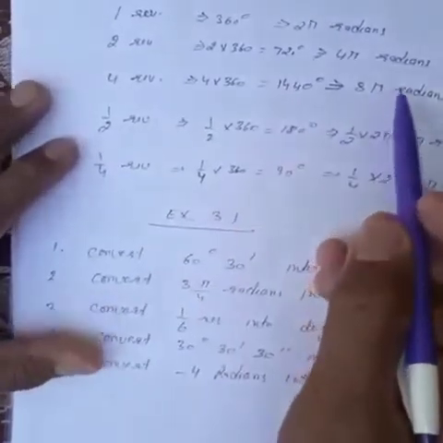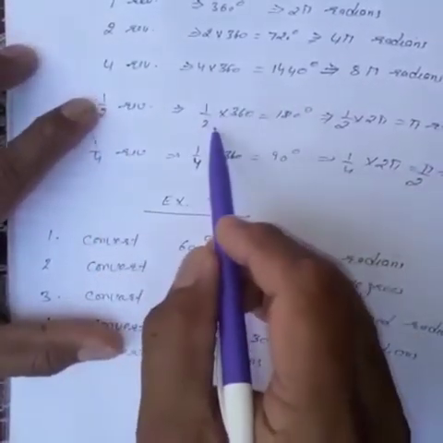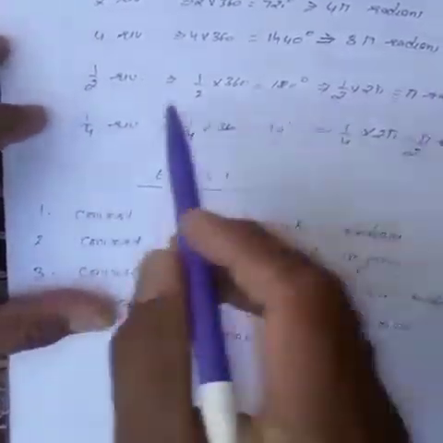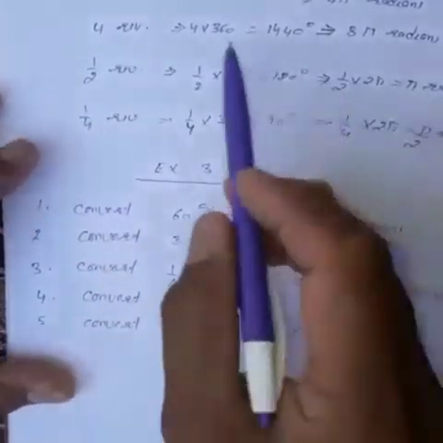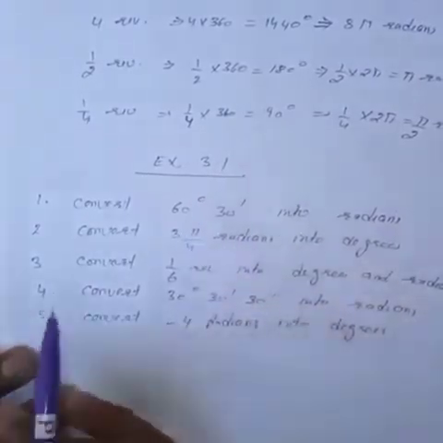Similarly for 4 revolutions. Similarly 1 by 2 revolution: 360 multiplied by 1 by 2 is 180, and similarly pi is the equivalent angle in radians. Similarly 1 by 4 revolution can be converted. So in this way you can convert. I hope it is clear and you try to solve these questions. Thank you.